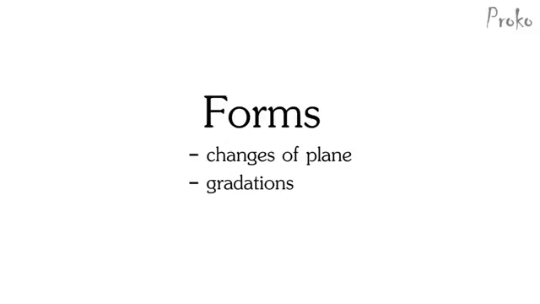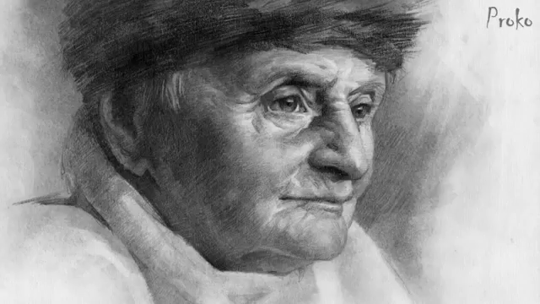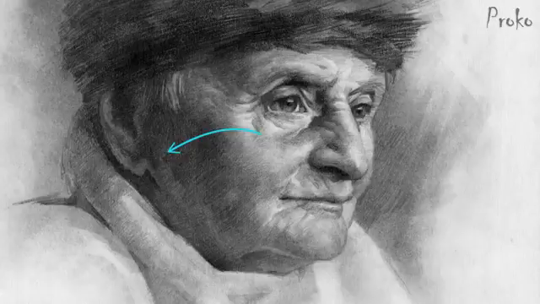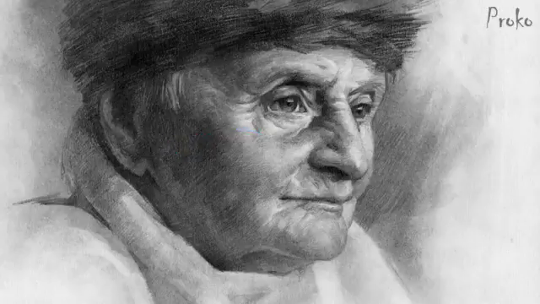Finally, you have change of planes and gradations along forms. A change of plane on a three-dimensional object indicates turning of the form. Let's observe the planes of her cheek. She's facing to the right towards the light source, so this plane is facing that way.